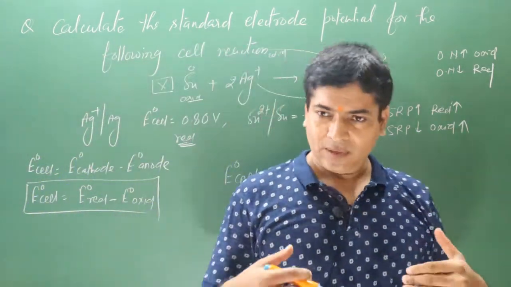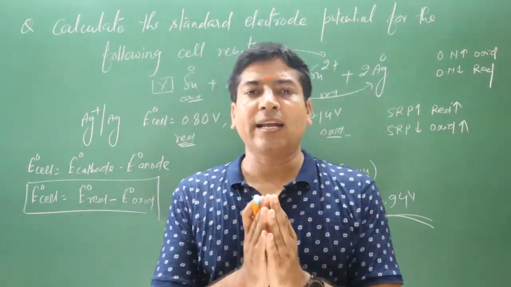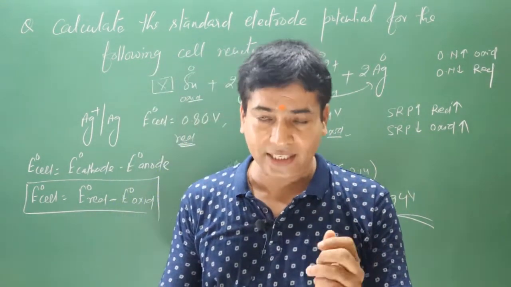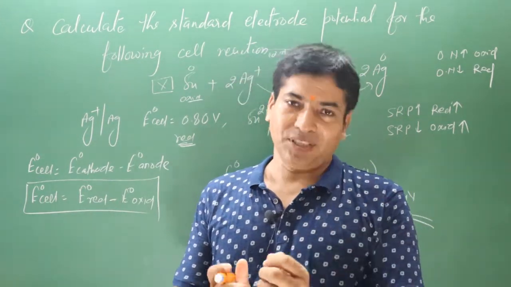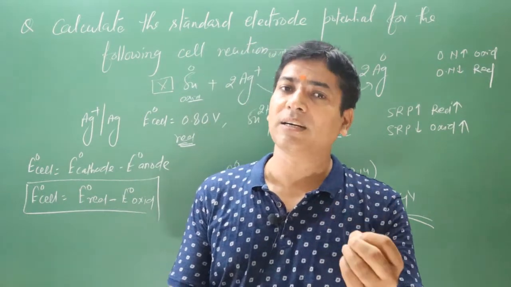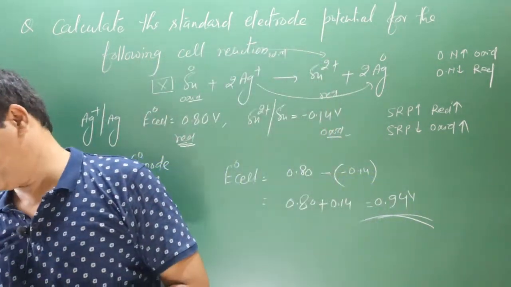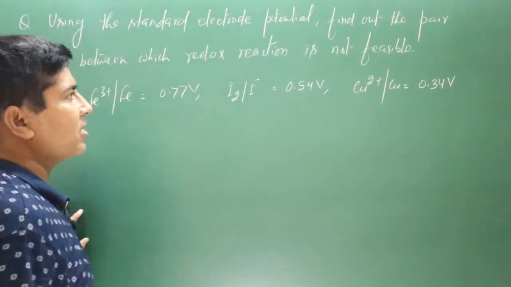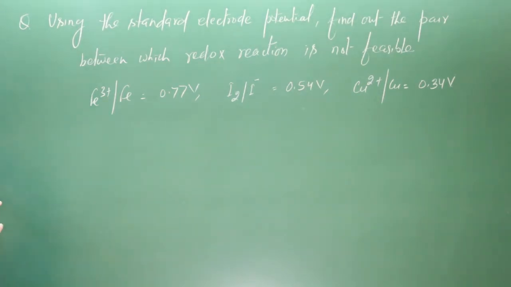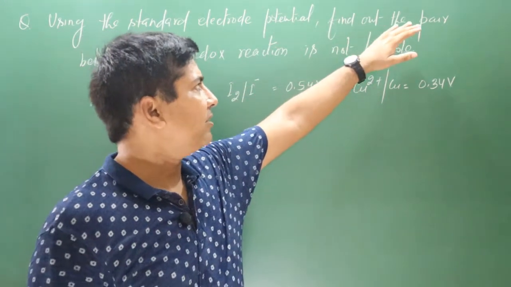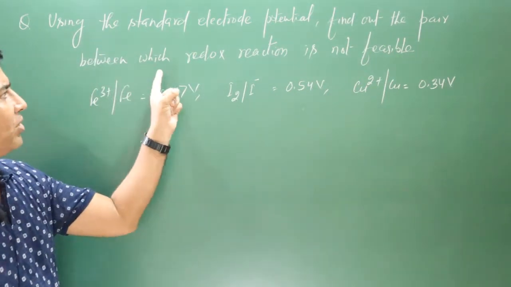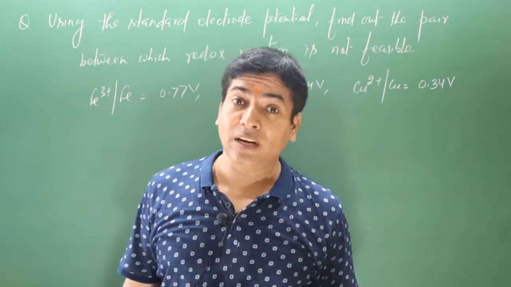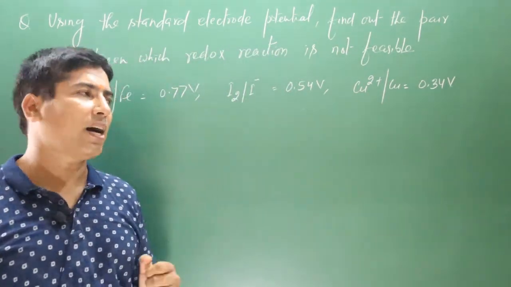Now next we discuss how we can identify if the redox reaction taking place in an electrolytic cell is a feasible reaction or non-feasible reaction, spontaneous by nature or non-spontaneous by nature. Let's discuss. The next question is related to the feasibility of a redox reaction in an electrolytic cell. The question says, using the standard electrode potential, find out the pair between which the redox reaction is not feasible. How we can determine if the redox reaction is feasible or non-feasible, spontaneous by nature or non-spontaneous by nature?